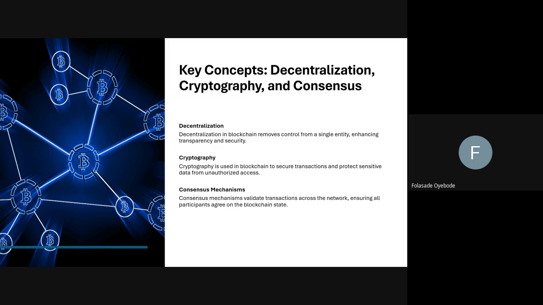The second foundation here is cryptography, and it's a way of protecting information using codes so only the right people can read it. Blockchain uses advanced encryption to secure transactions, protect wallet addresses, and prevent tampering with data.